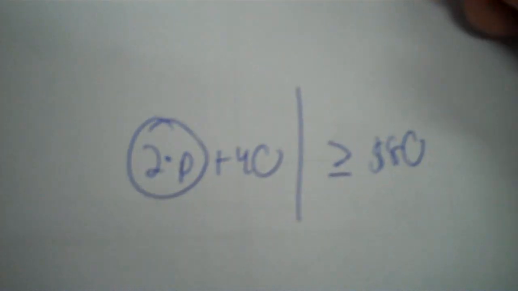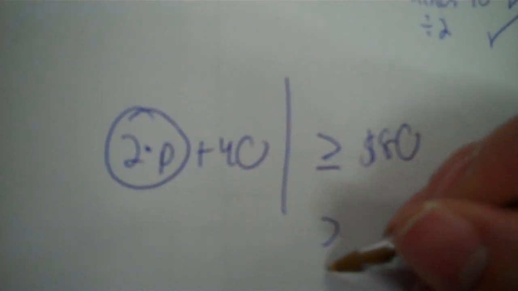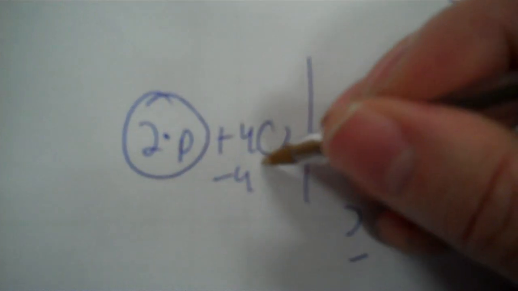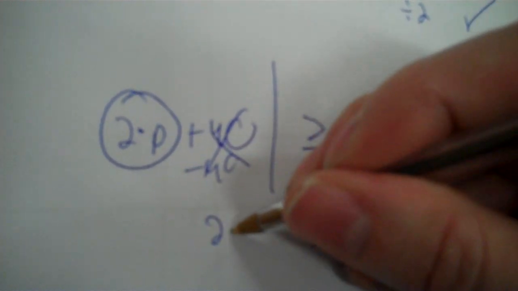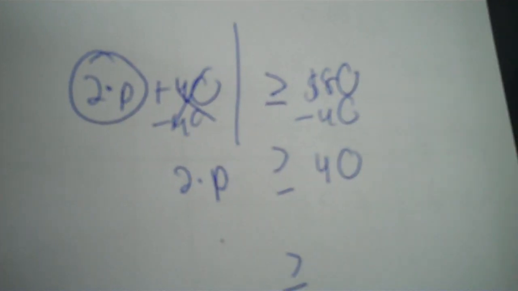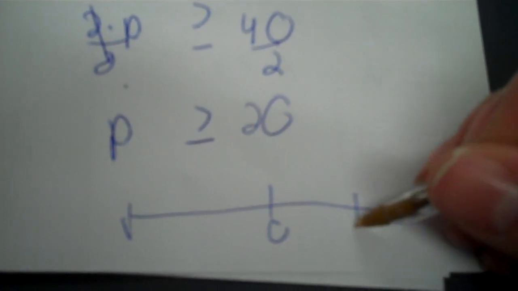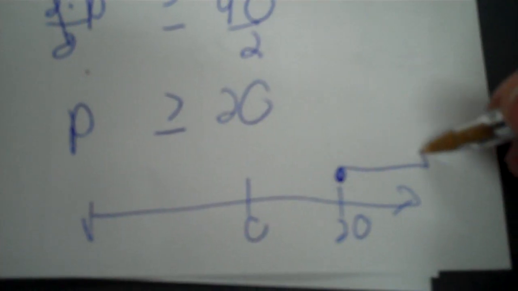Okay. Now right here, P times 2, we just write that as 2P. So we have 2P plus 40. Now we just solve it. So you're going to minus 40, which checks a sign, then we're going to divide by 2, that checks a sign. So minus 40, minus 40. So you have 2 times P, it's greater than or equal to 40 actually, then divide by 2, and you have P. So P is greater than or equal to 20.